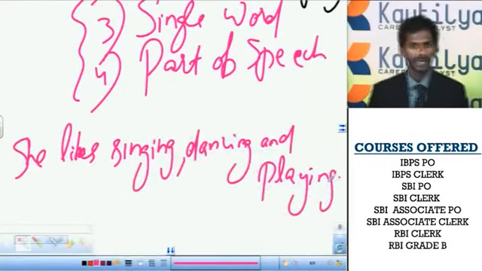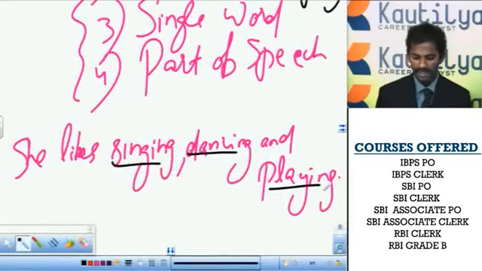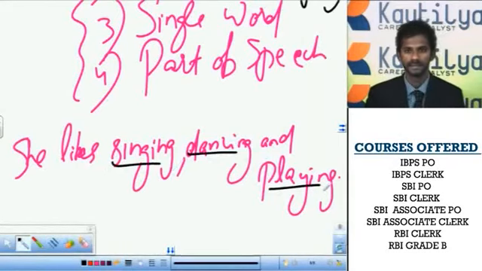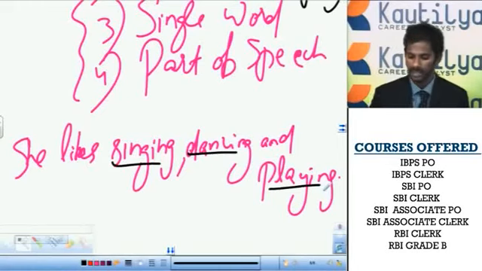Now there are three ideas in this sentence. First idea is singing, second idea is dancing, third idea is playing. Singing is a single word, right? So the first idea is a single word, so the other ideas must also be single words. Second idea is dancing, that is also a single word. Third idea is playing, that is also a single word. All the three ideas are single words, so that concept is fine.